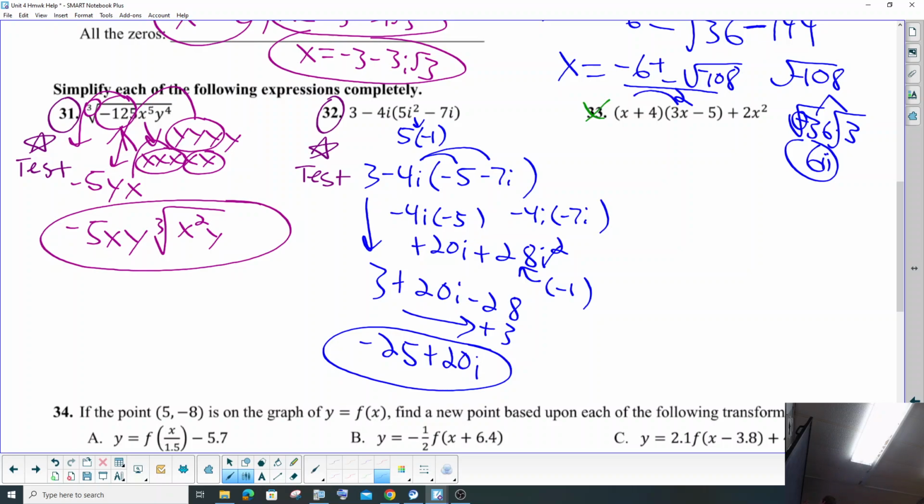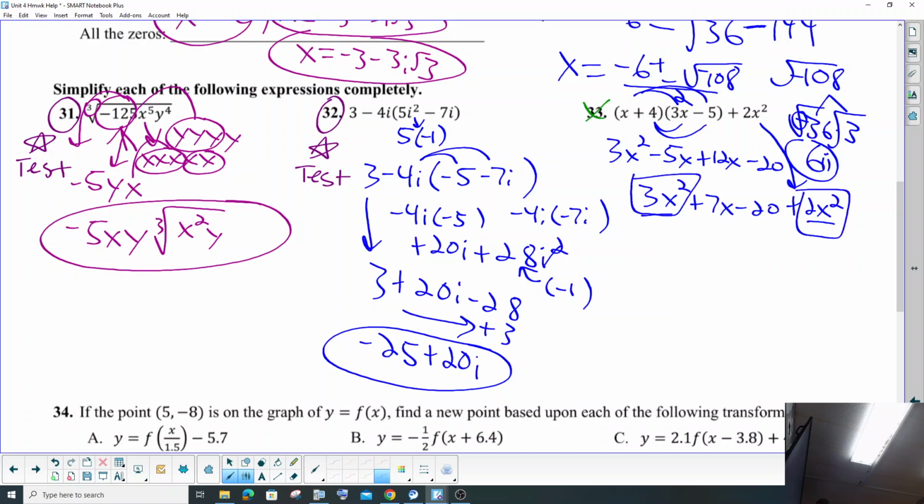And then we got a seashell. So that's 3x squared minus 5x plus 12x minus 20. And so that's going to be 3x squared, 12 and negative 5 is a 7x, minus 20. Whoa, don't forget the 2x squared. With this one, you got to combine those together. So 3 plus 2 is 5. x squared comes along for the ride. So 5x squared plus 7x minus 20 is our answer.